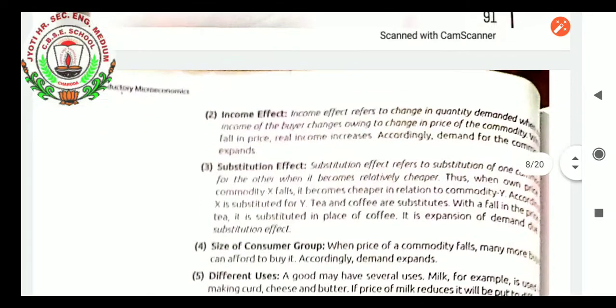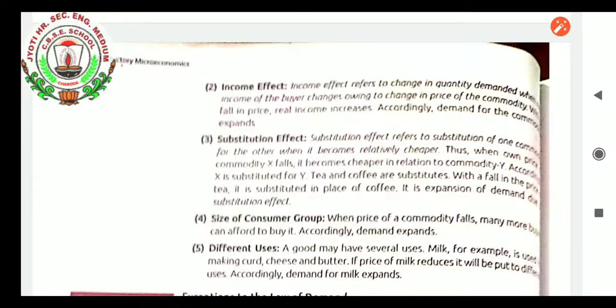Okay. Income effect, students. Income effect refers to the change in quantity demanded when the income of the buyer changes owing to a change in the price of the commodity. So the income effect says that when the income of the person changes, the quantity demanded also changes. When there is a fall in price, real income increases. Accordingly, demand for the commodity expands.